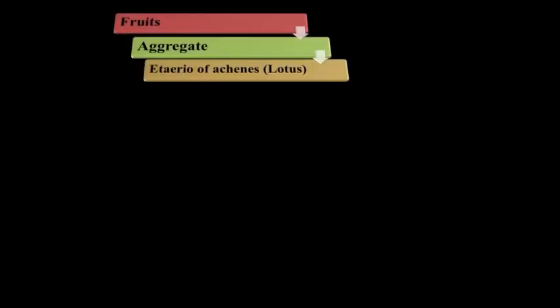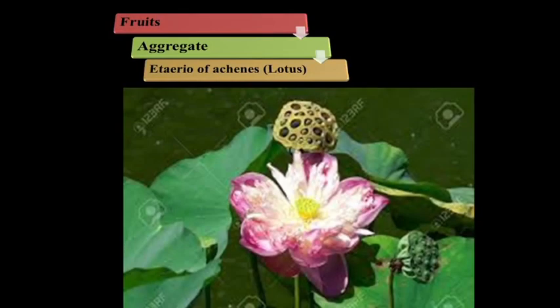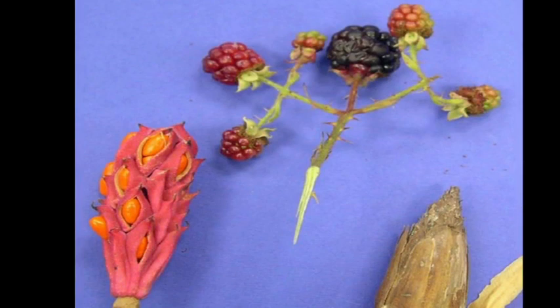Etaerio of achenes. As we see in the case of the lotus, this single unit is the achene, and finally these achenes are found in a single structure. That structure is called the etaerio of achenes. For example, the national flower of the country, lotus. This is another.